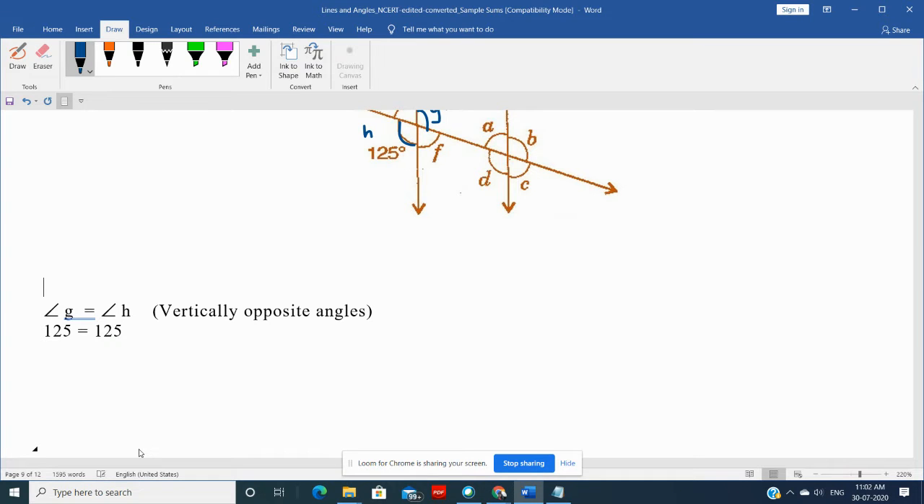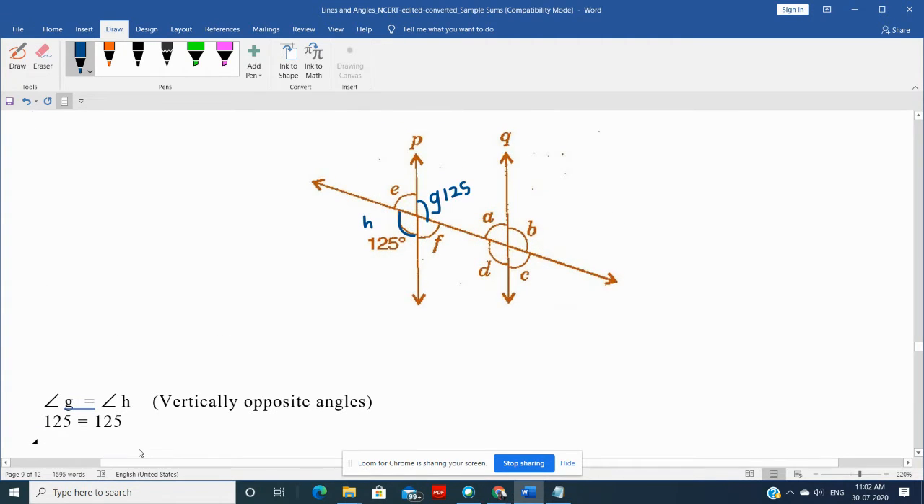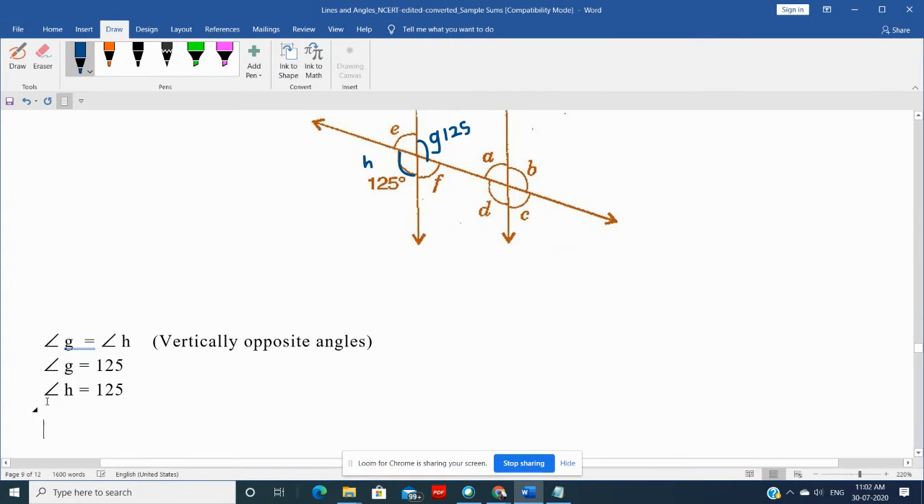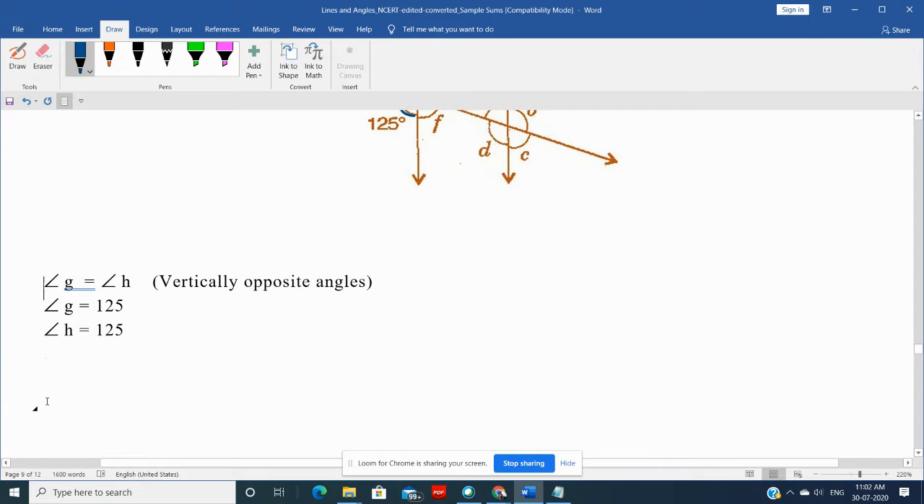All right, now see, we just write it here so that it looks proper. So angle G is equal to 125 and angle H is also 125. All right, so this is your one reason.